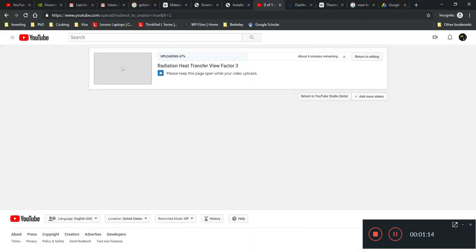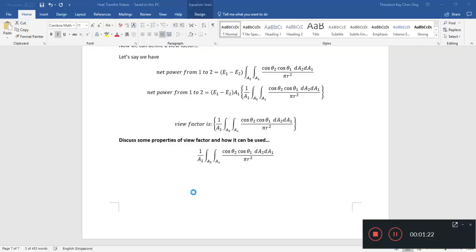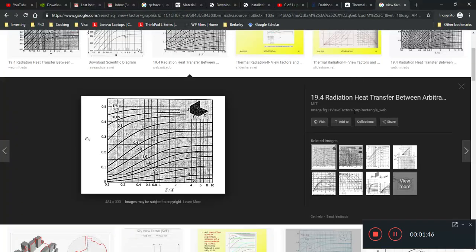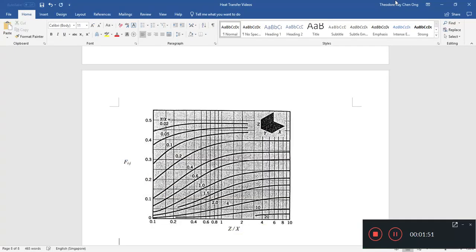So thankfully there are people who have already done the integration and put the results for certain geometries into charts. This is one such chart from, where is this? MIT. Ooh, must be a very smart chart because it comes from MIT.